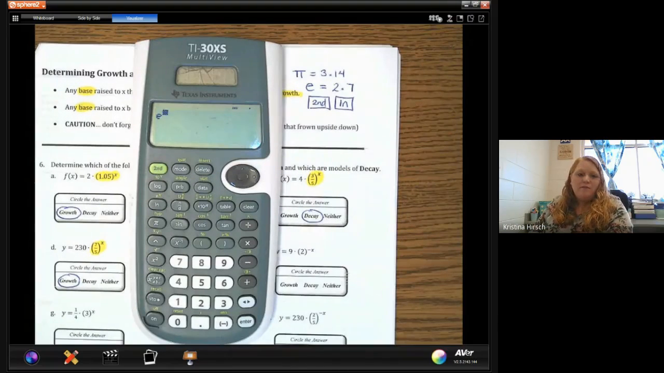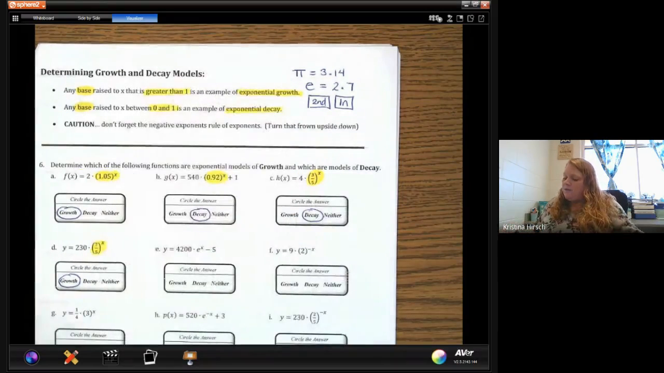Well, if I want to know the value of e, I can just raise it to the first power because that will give me the value. It's 2.71828 and so on. So e is a numeric value, not just a letter, kind of like pi.